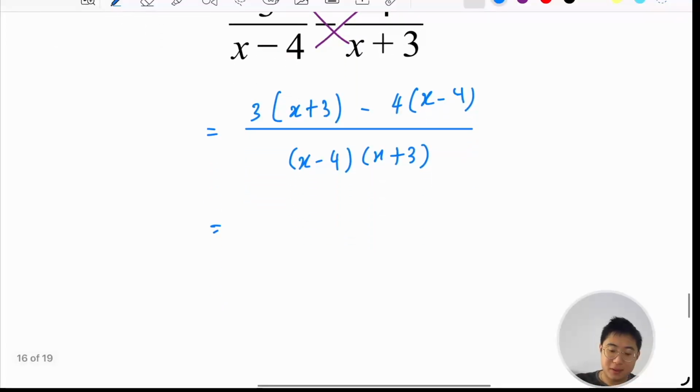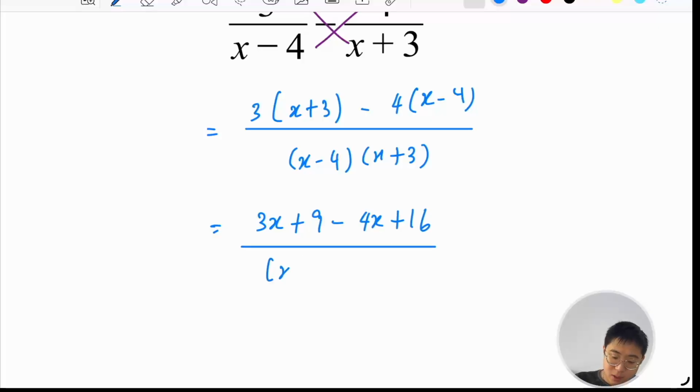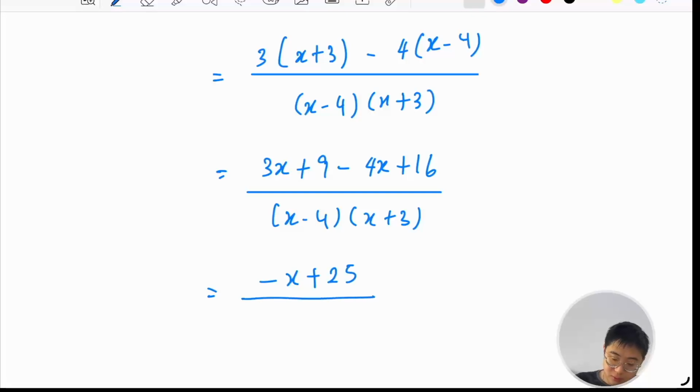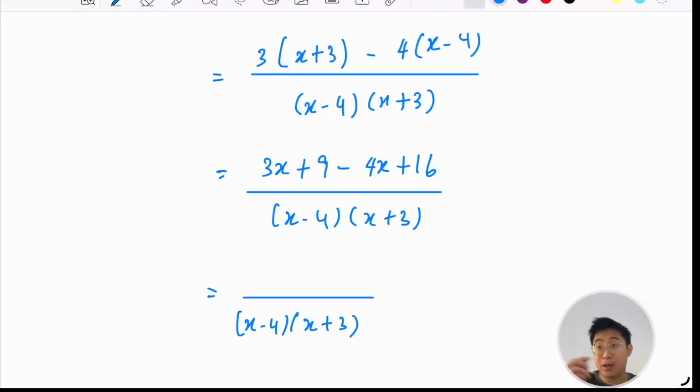Right, so we can expand this. 3x plus 9 minus 4x plus 16 all over x minus 4, x plus 3. Okay, you'll have negative x plus 25, all over x minus 4, x plus 3. So I'm going to rearrange it. Instead of negative x plus 25, I'm going to write 25 minus x. You'll still get it right, even if you write negative x plus 25. I just prefer to look at it this way. It looks prettier.